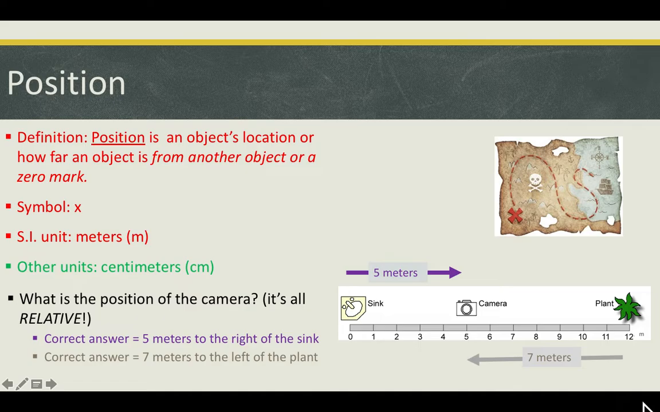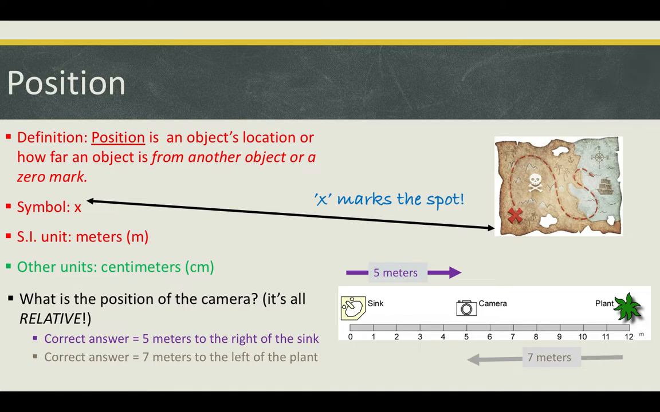So if we look at this picture that shows the sink, the camera, and the plant, the camera doesn't move. However, we can describe it in two different ways. We can describe it as being 5 meters to the right of the sink, or we can describe it as being 7 meters to the left of the plant. It hasn't moved. We've simply described it a little bit differently. We've described it relative to different objects, the sink and the plant. So remember, the symbol is an X, and a way to remember that is X marks the spot: position, location, or place.